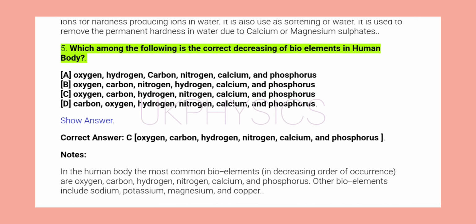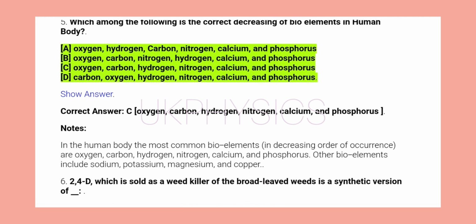5. Which among the following is the correct decreasing order of bioelements in human body? A. Oxygen, hydrogen, carbon, nitrogen, calcium, and phosphorus. B. Oxygen, carbon, nitrogen, hydrogen, calcium, and phosphorus. C. Oxygen, carbon, hydrogen, nitrogen, calcium, and phosphorus. D. Carbon, oxygen, hydrogen, nitrogen, calcium, and phosphorus.